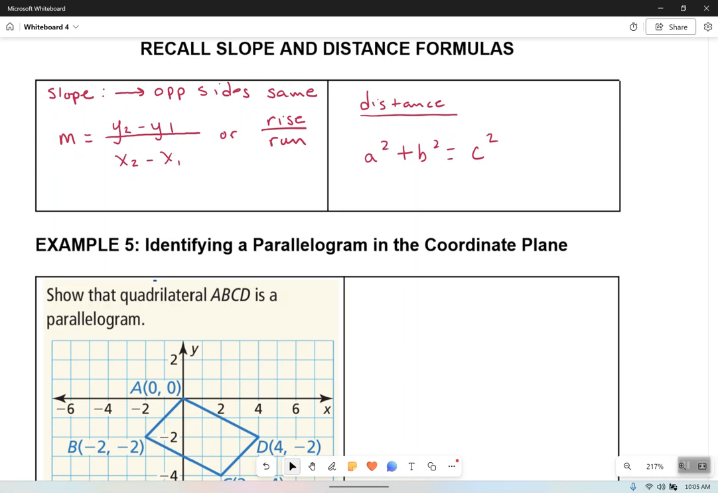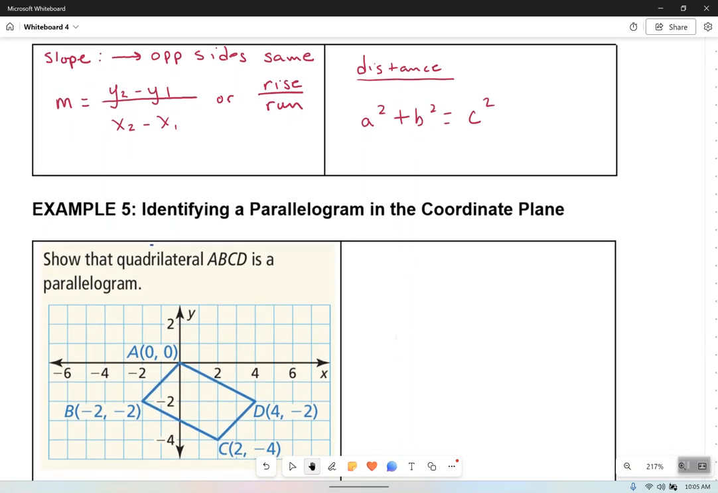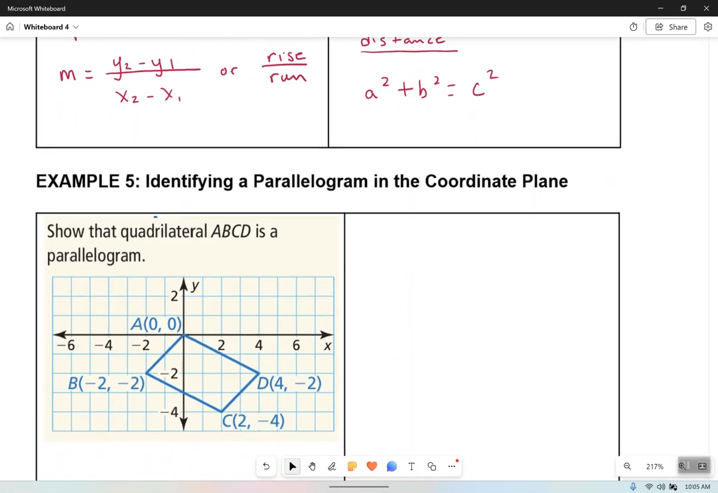Okay. And then the distance formula, I think I'm going to just kind of go Pythagorean with you because I think it's easy to see when we plot this here. So let's just talk on this real quickly, kids. First of all, in example number 5 there, it says identifying a parallelogram in the coordinate plane. The directions say show that quadrilateral ABCD is a parallelogram. Okay. Well, let me ask you this first question. Does it even look like a parallelogram?